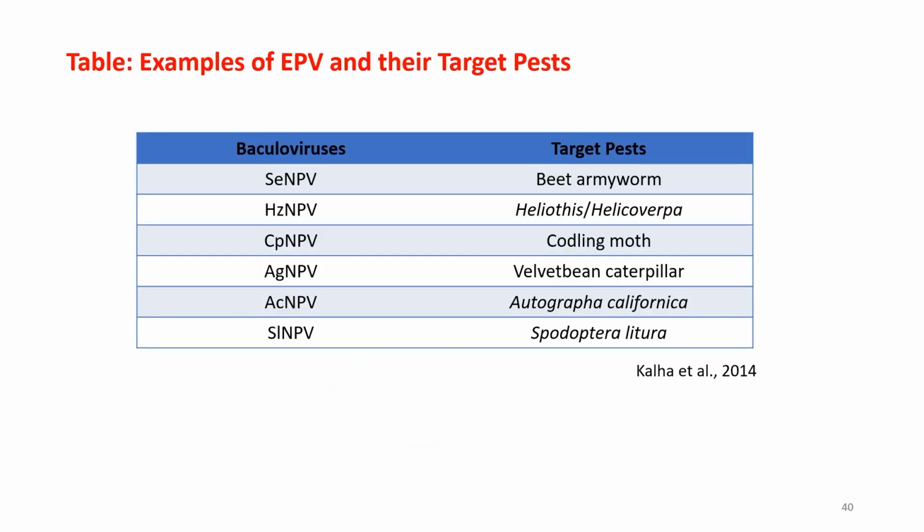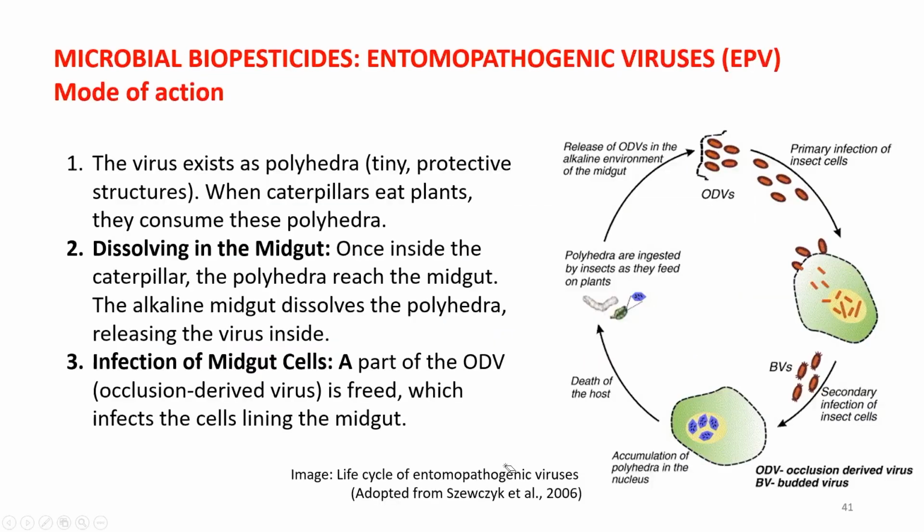So, some examples of EPVs and their target pests. We have SE NPV that is targeted against the beet armyworm, and we have AZ NPV which targets Heliothis or Helicoverpa, then CP NPV for codling moth, AG NPV for velvet bean caterpillar, then AC NPV for Autographa californica, and SL NPV which targets Spodoptera litura.